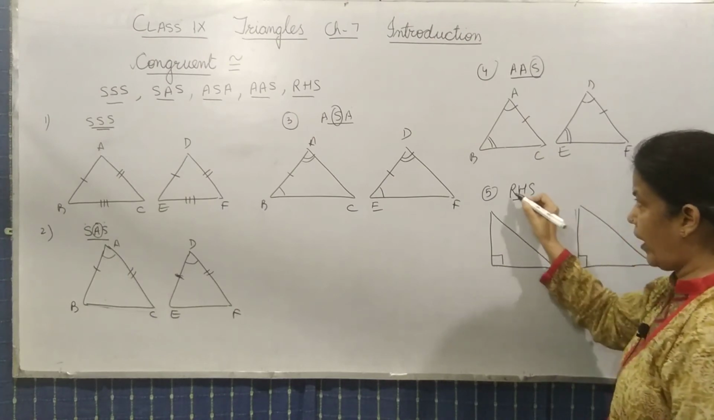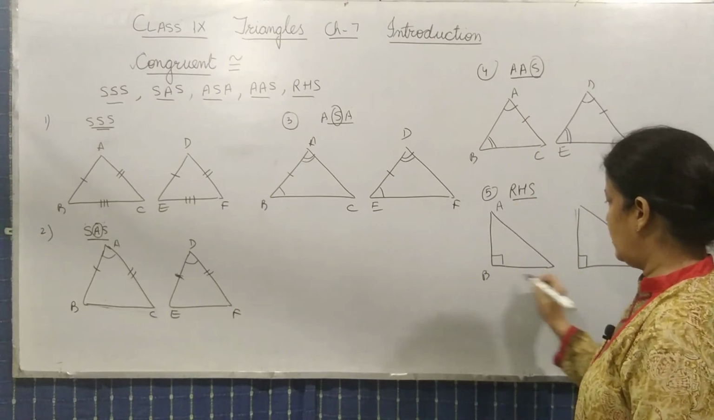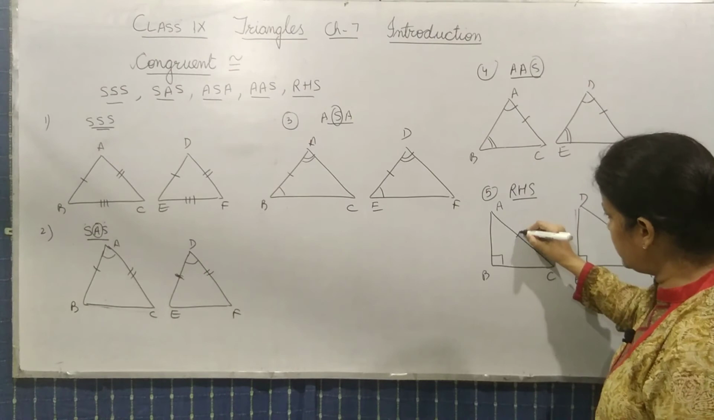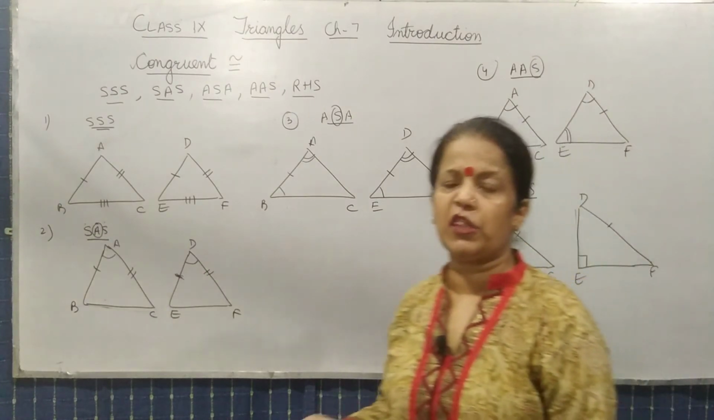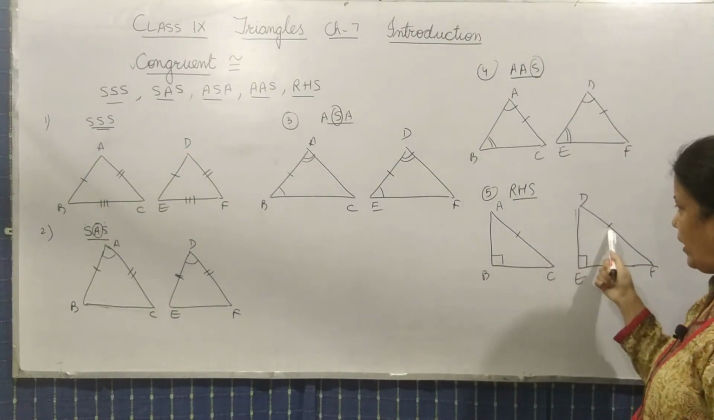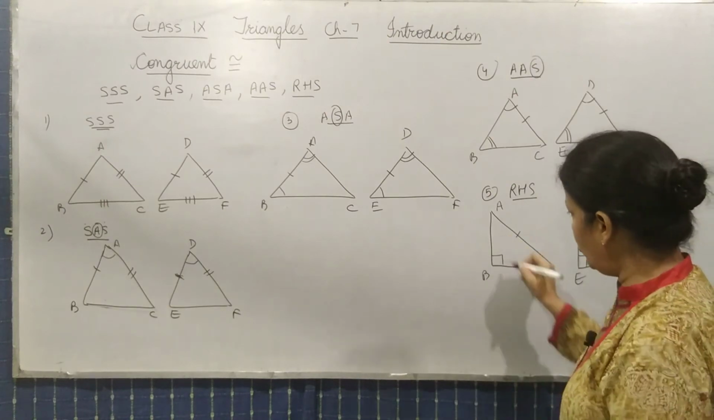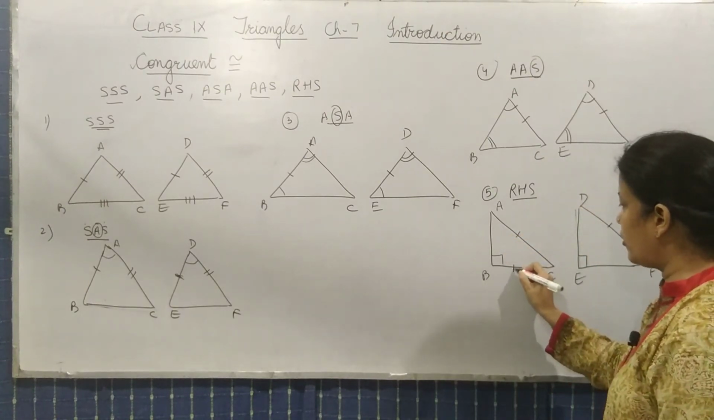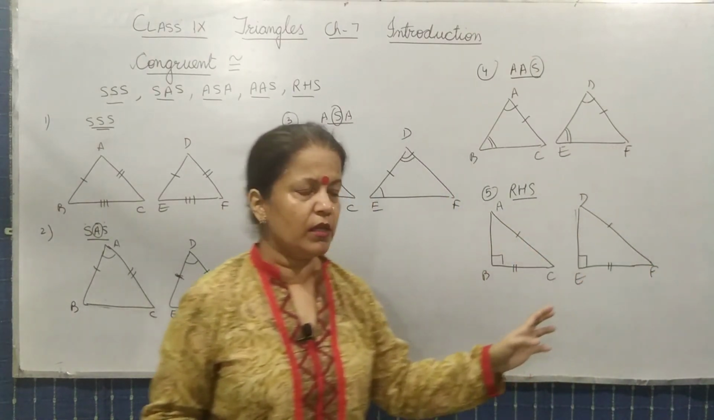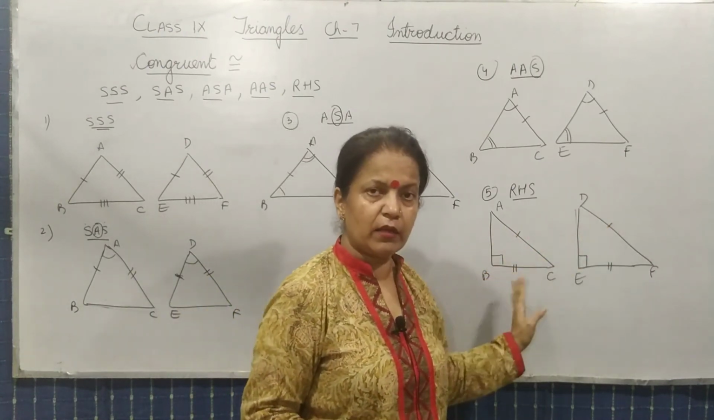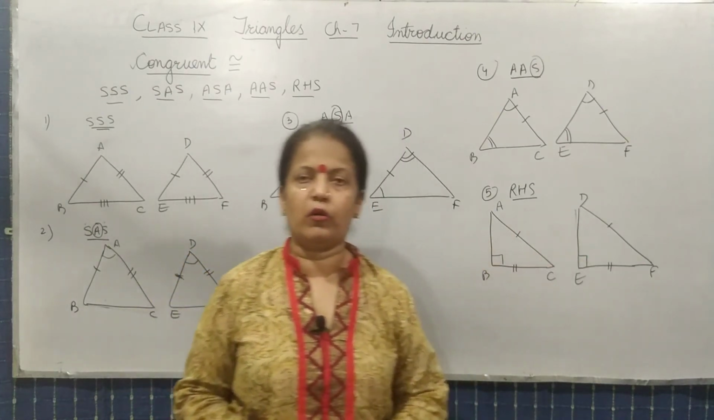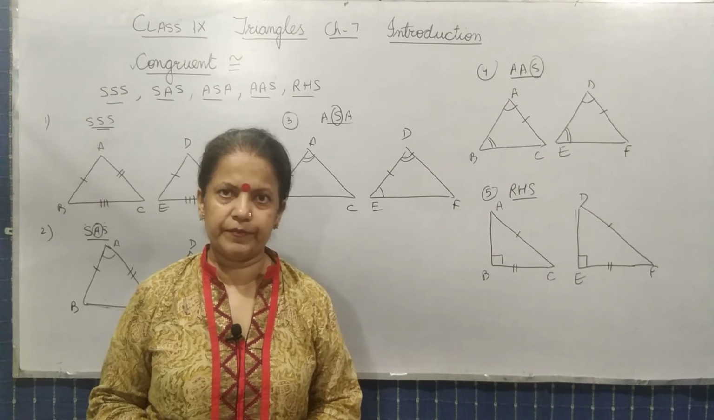Right means 90 degrees. The hypotenuse is this one, it should be equal, and the side. H stands for hypotenuse, and side. Now any one of these sides, but it should be the corresponding sides. Okay, then if two right triangles have equal hypotenuse and corresponding sides, then the two triangles are congruent by RHS congruency. Clear?